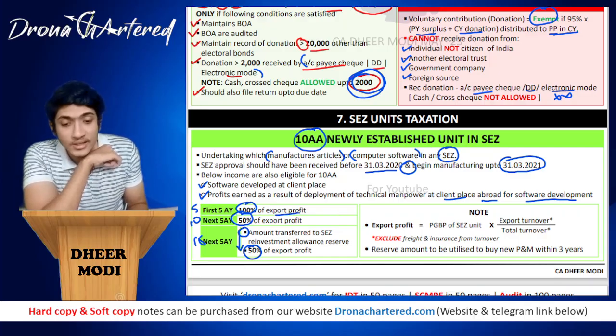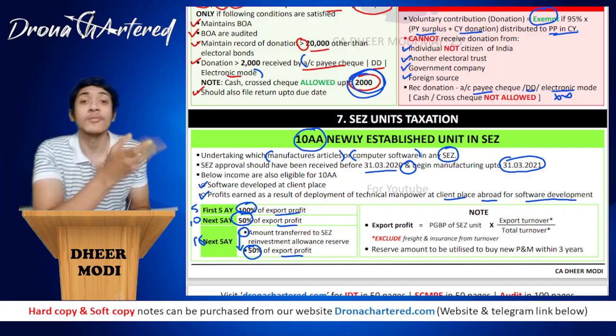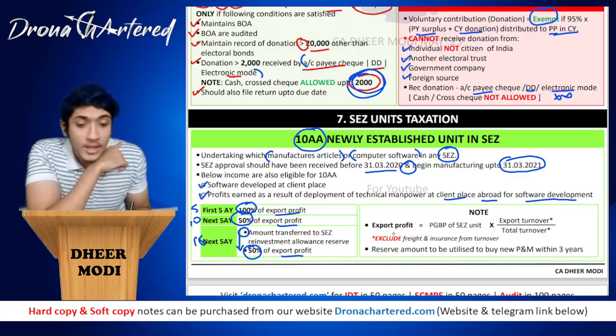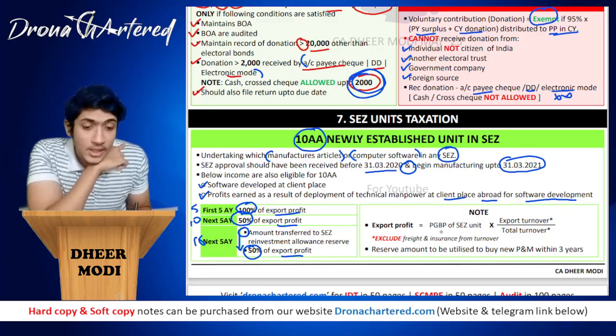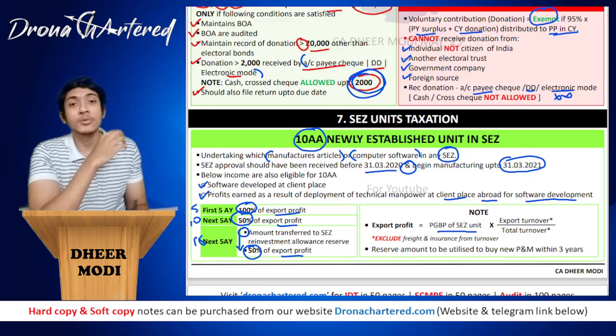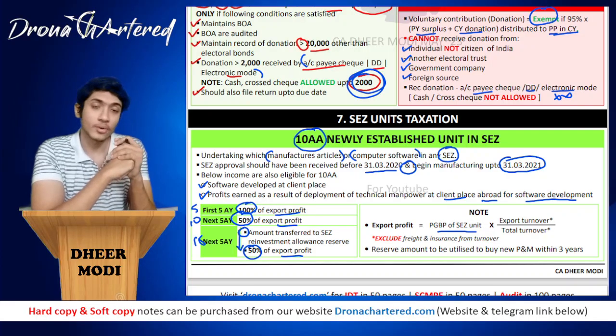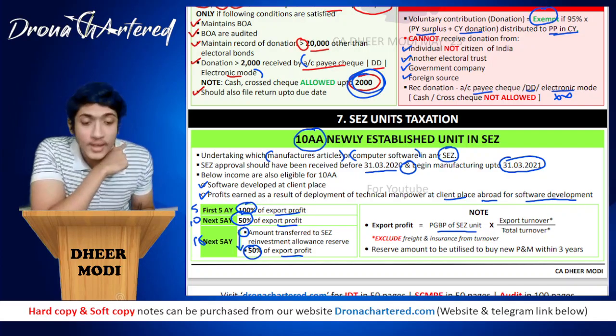Okay, we've been studying export profit, export profit, export profit. Now, what is export profit? Your export profit is basically your PGBP of the SEZ unit, that is the profit and gains from business and profession of the SEZ unit.